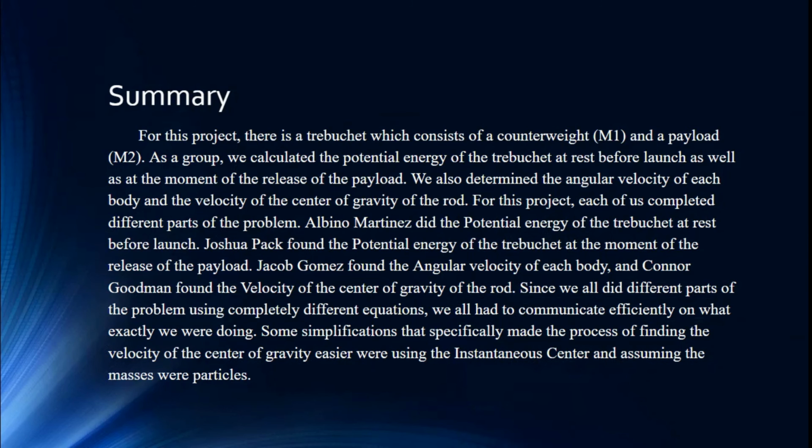For this project, each of us completed different parts. Albino Martinez did the potential energy of the trebuchet at rest. Joshua Pack found the potential energy of the trebuchet at the moment of release of the payload. Jacob Gomez found the angular velocity of each body, and Connor Goodman found the velocity of the center of gravity of the rod. Since we all did different parts of the problem using completely different equations, we all had to communicate effectively on what exactly we were doing. And to make it easier, the simplifications that we used in finding the velocity of the center of gravity was by using the instantaneous center and assuming that the masses were particles.